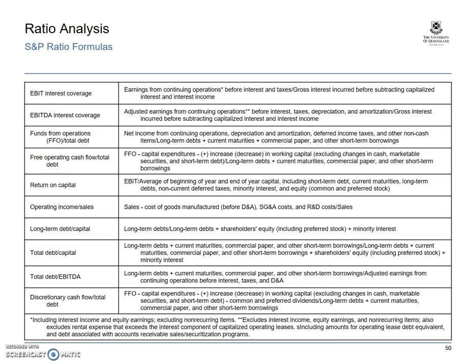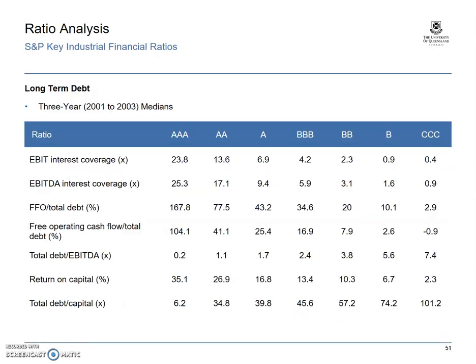So they're looking at the EBIT interest coverage, EBITDA interest coverage, funds from operations relative to the total debt, free operating cash flow relative to total debt, what's the return on capital, what's the income relative to sales, so looking at some profitability, looking at some leverage with long-term debt to capital, total debt to capital, total debt to EBITDA, and then discretionary cash flow to total debt. So again, looking at how affordable is it for the firm to be able to pay for all of this debt, and how much debt have they taken on.